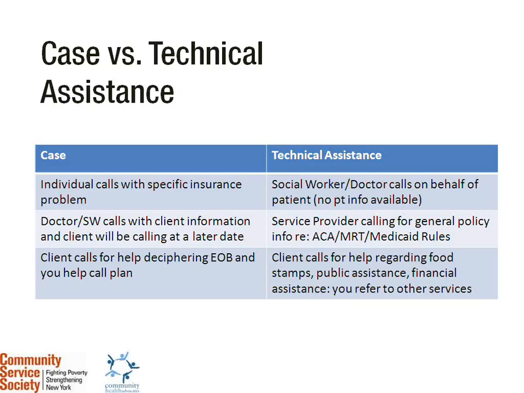Technical assistance would be a social worker or doctor calls on behalf of the patient without the patient's info. A service provider is calling for general policy information. Or a client is calling for something that's outside the scope of CHA, like food stamps, public assistance, financial assistance, and you refer them outside of CHA.